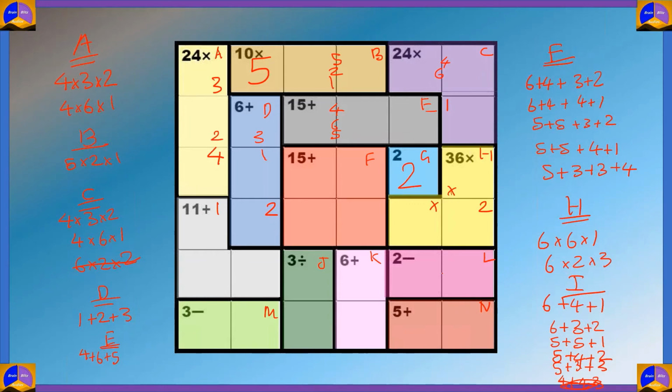Now, let's look at this cage F. 1, 2, and 4 have gone over here. So, the remaining numbers are 3, 6, and 5. Now, we know that 5 will not come in cage H. So, the 5 would go over here in cage F. Now, 6 or 3 would come either over here or over here.